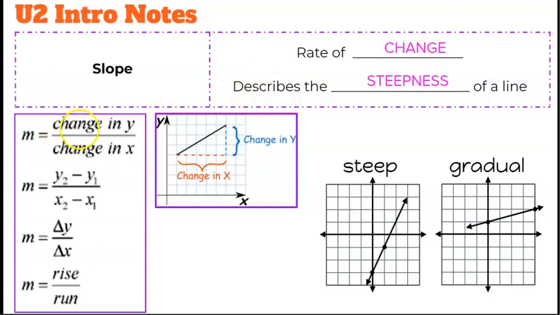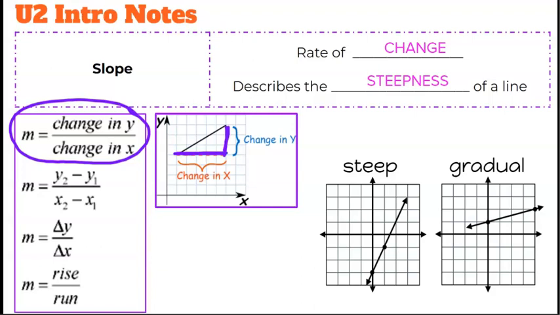So we're going to talk about all of these, but mainly slope is just the change in y over your change in your x values. And you can see this on the graph, change in y, how much you go up and down vertically, and change in x, how much you go left and right.